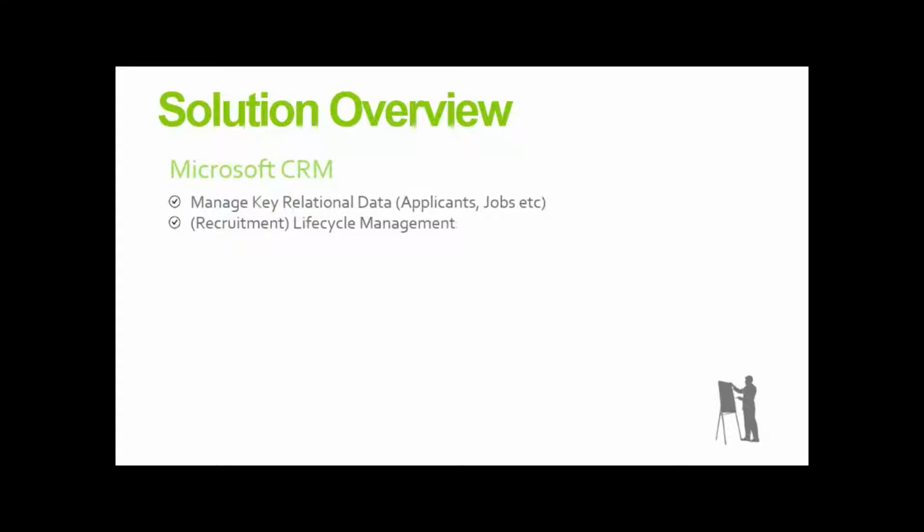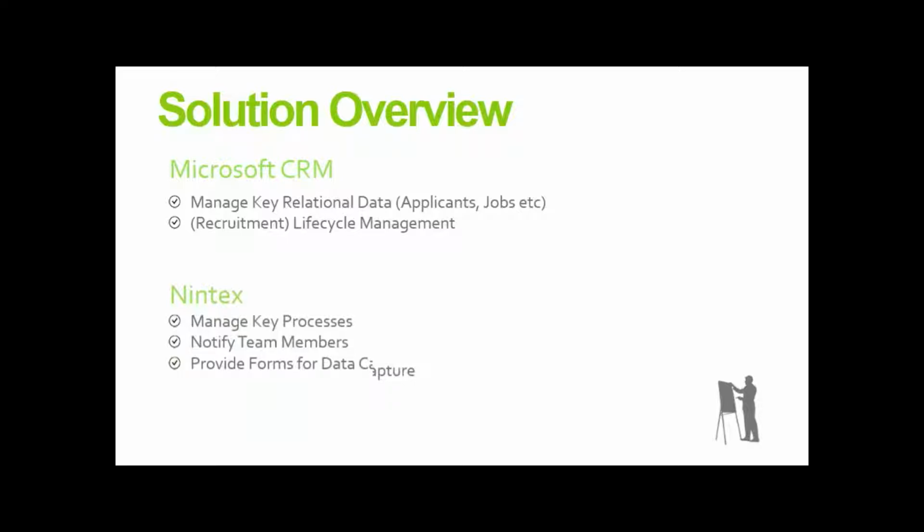These included things such as the applicants, so their contact details, names, addresses, telephone numbers, but also links to their resumes. It included items such as the jobs. What are the various open jobs that are required to be filled? What are the details of those jobs? What are the interviews, etc.? And how all of that information related to each other. That allowed an end-to-end lifecycle management. So OBS recruitment at any point could understand where they were in terms of the overall recruitment lifecycle.